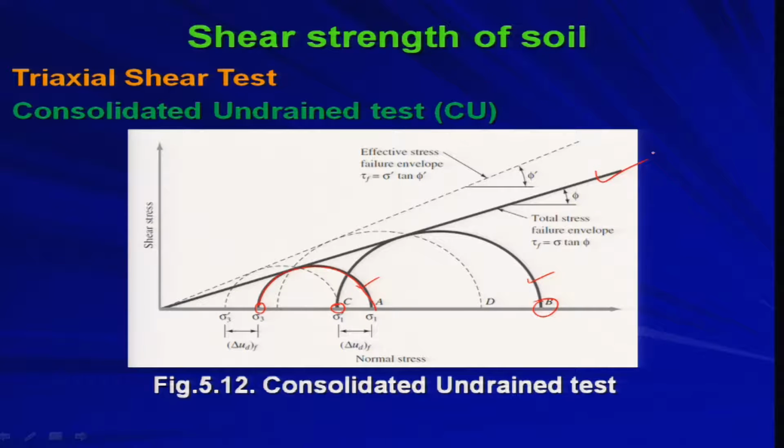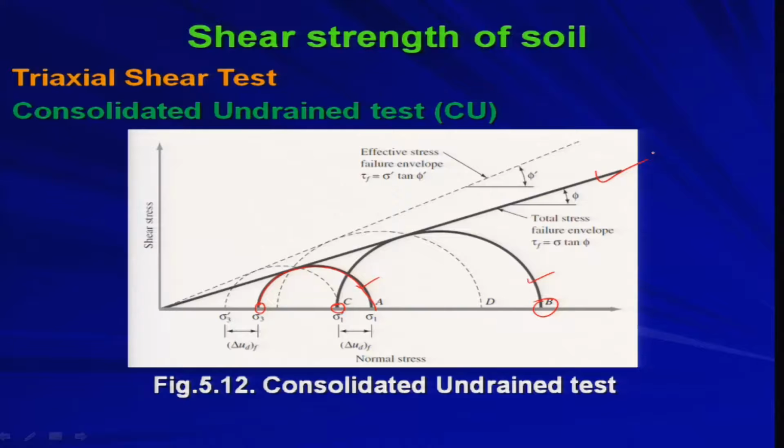So, this is your Mohr Coulomb failure envelope, which is touching the Mohr circles at these points, right. Now this is nothing but your total stress variation. If you plot the shear stress versus normal stress graph with respect to the total stress, they will look like this.